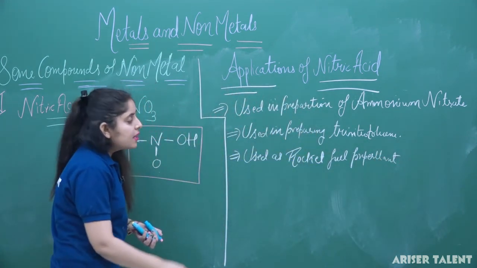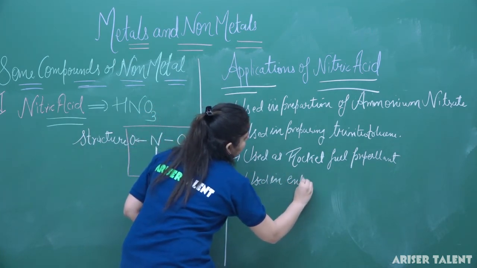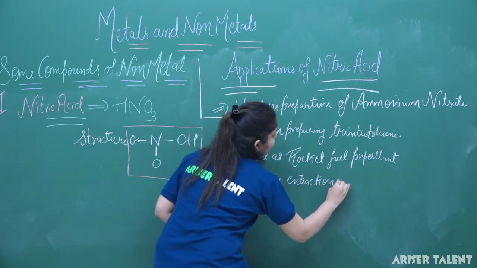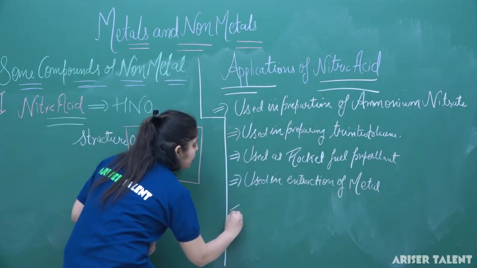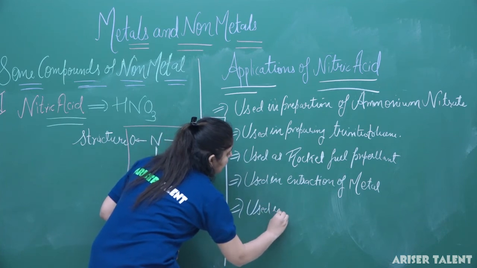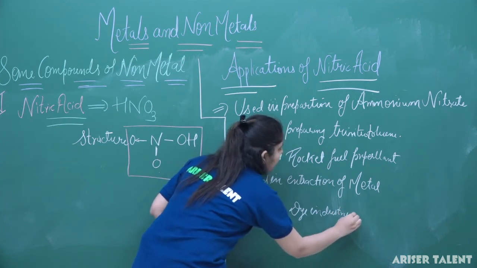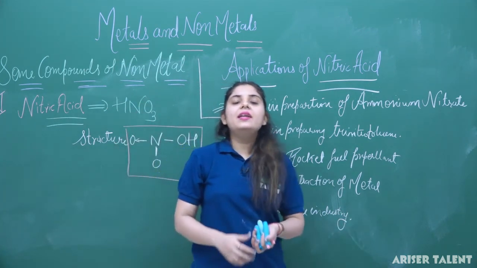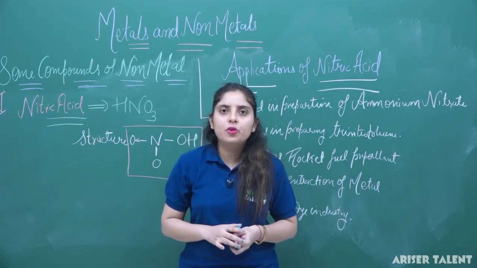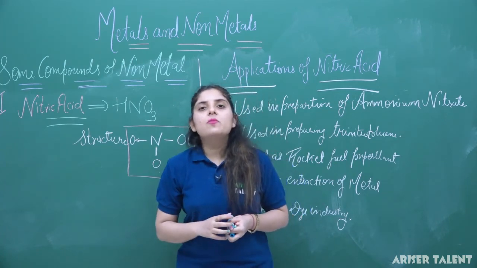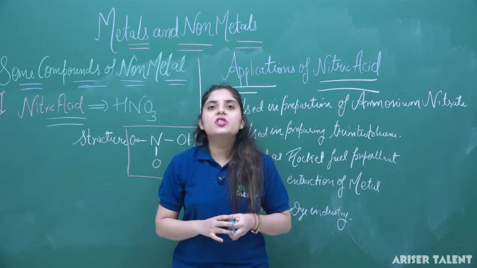Sometimes it is also used in the extraction of metals. And lastly, it is used in the dye industry. One more application of nitric acid is that it is used for the preparation of aqua regia, which is 1 part of HCl and 3 parts of HNO3, used for dissolving ornaments made of gold. So we have discussed 4 types of commercial applications of the non-metals.